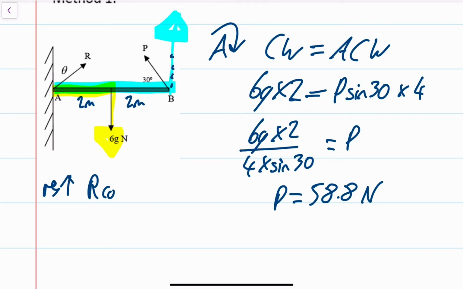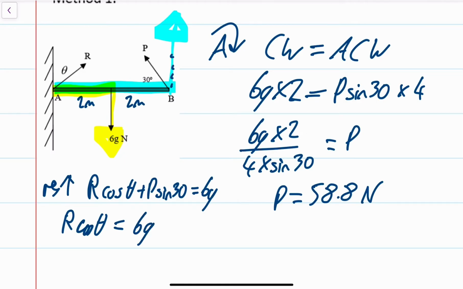R cos theta equals R cos theta, and also we've got P sine 30, and that's going to be equal to 6g. We'll tidy that up a wee bit, and that means, making R cos theta the subject, R cos theta is going to be the 6g.